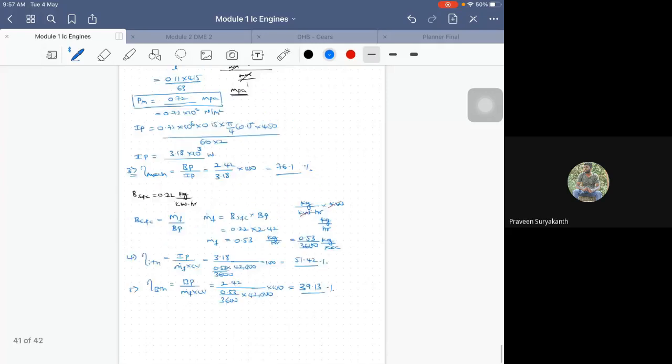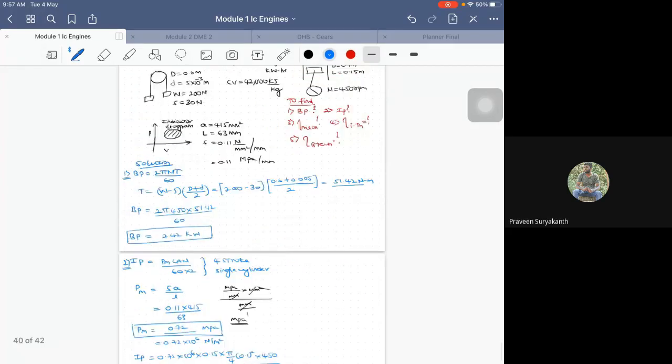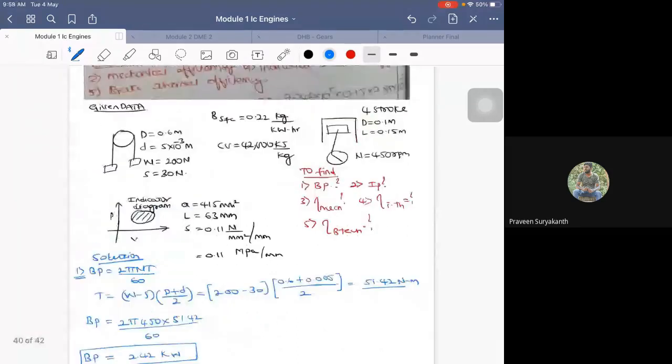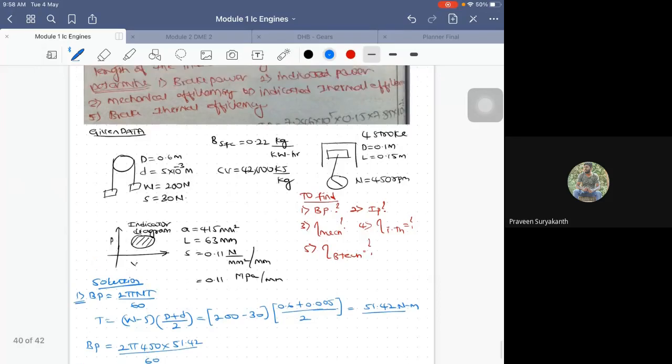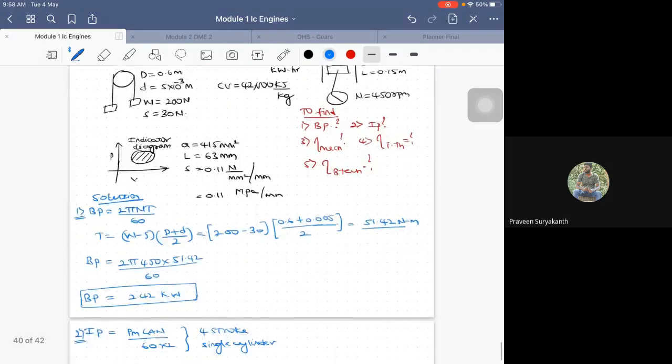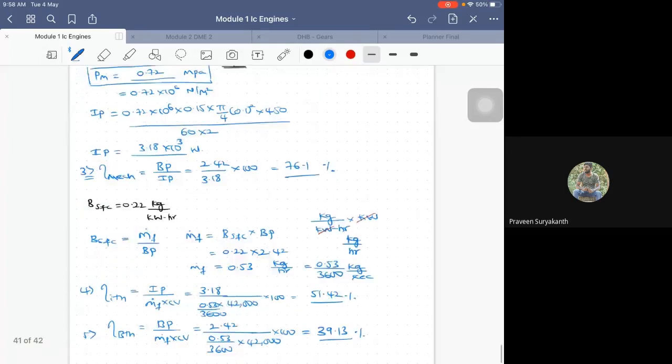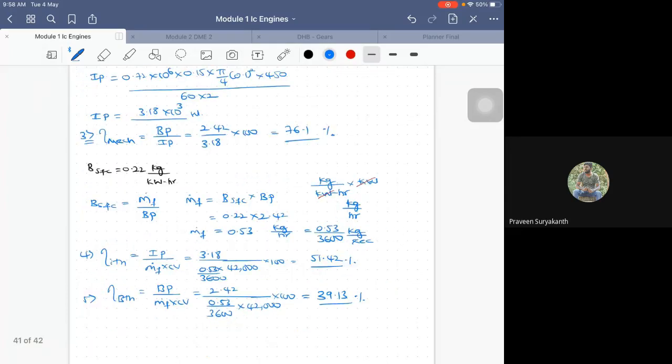So now, I want to know, how are you feeling about the problems on IC engines? I need answers from everyone in the chat box. Almost all similar problems you have solved, many problems you have solved till now. So I want to know how you are feeling. Are you comfortable with the IC engine problems or not? Just give me your answer in the chat box, everyone.